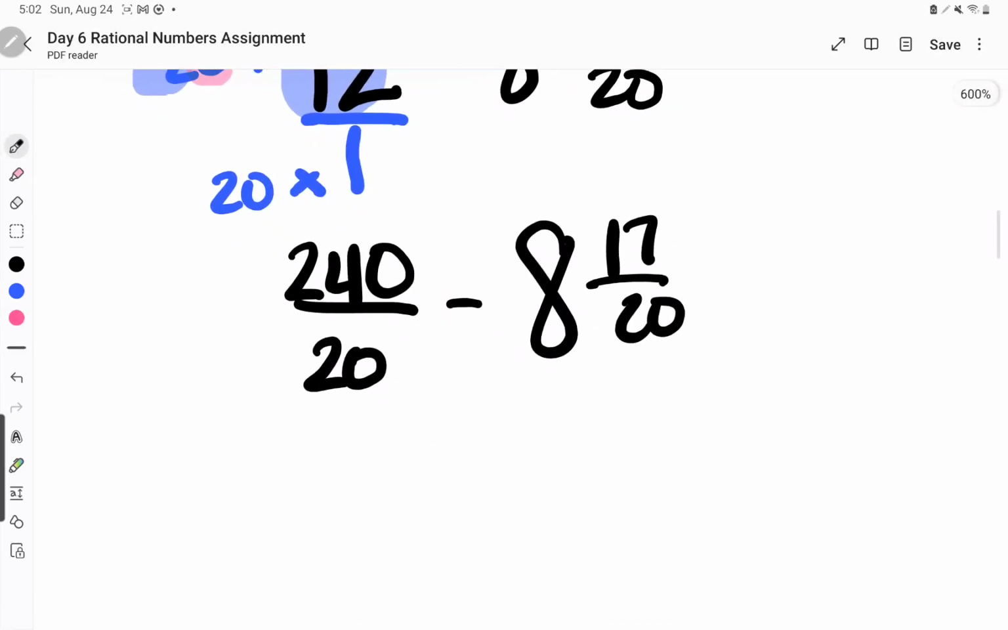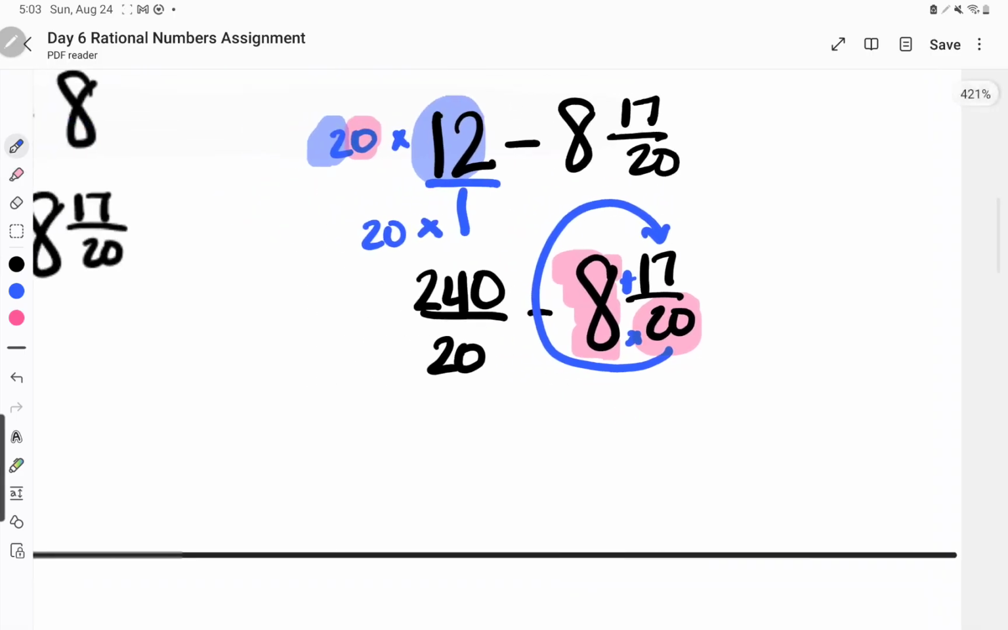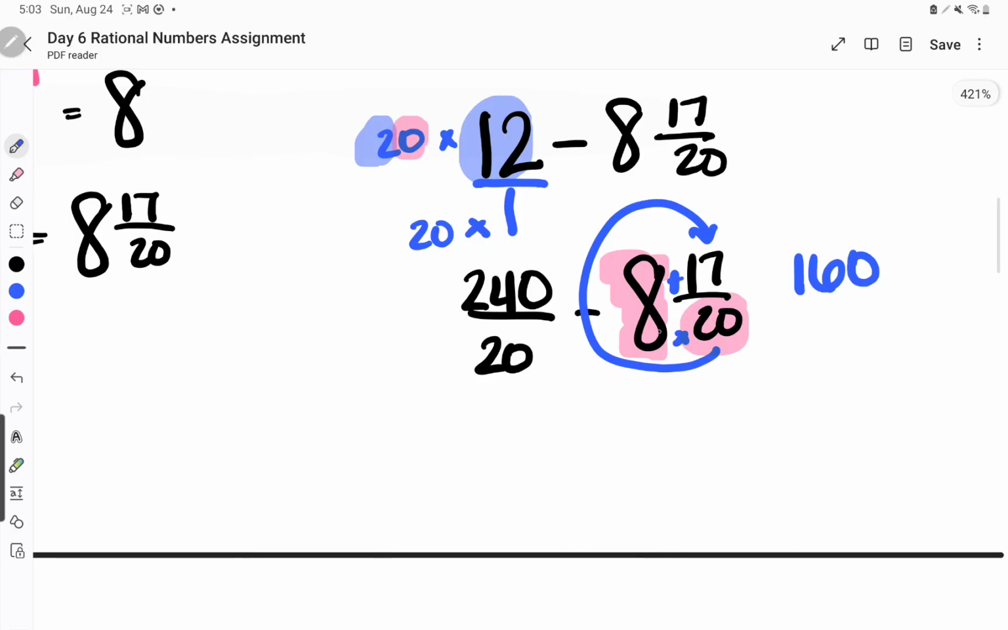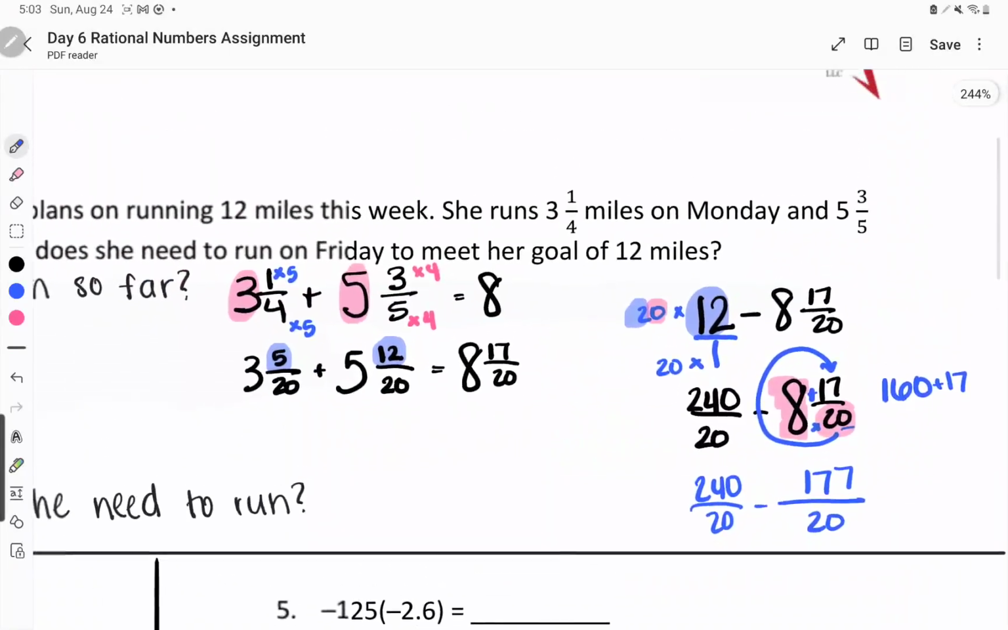Now I'll do the same thing where I turn this into an improper fraction. So I do that using the Texas method. I'll start with 20 times 8. 20 times 8 is going to give me 160 because 8 times 2 is 16, and then you tack on that 0 at the end. Then I'll add 17 to it, and that's going to give me 177 over 20. And then I have 240 over 20 minus 177 over 20.